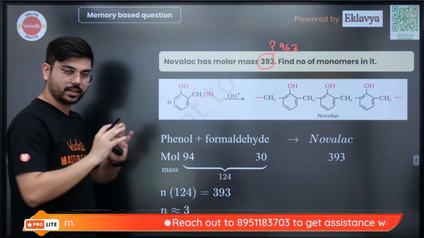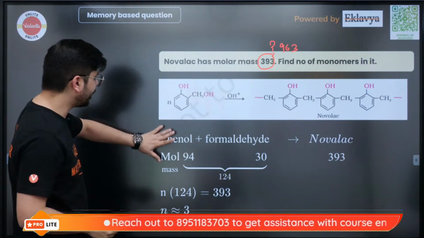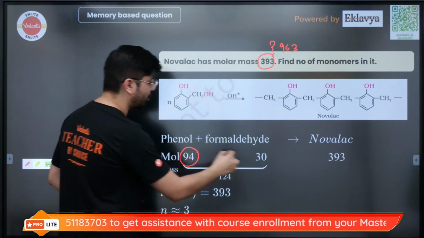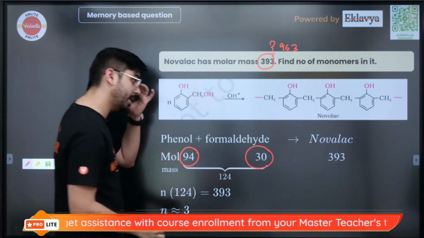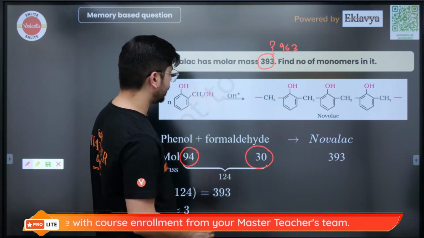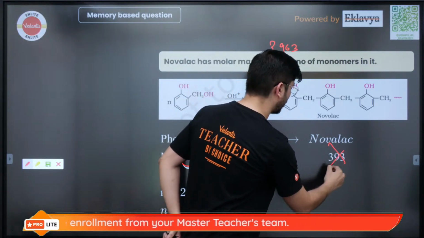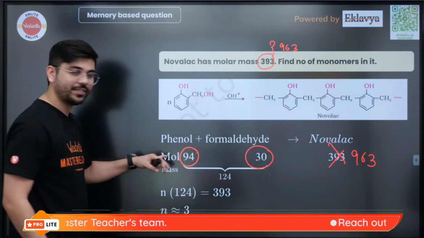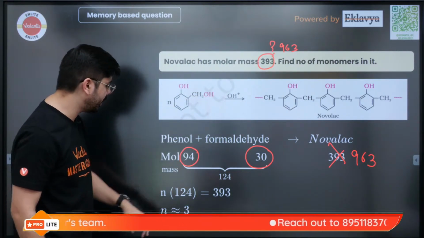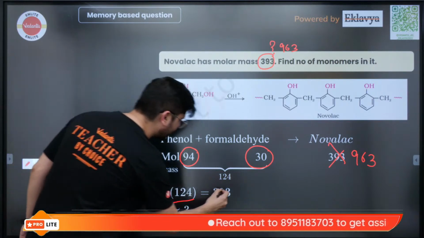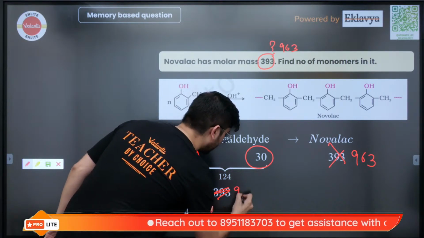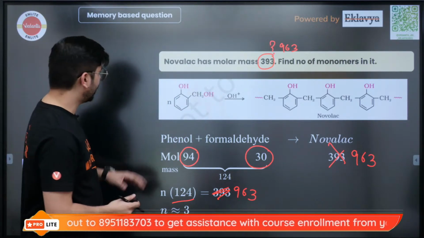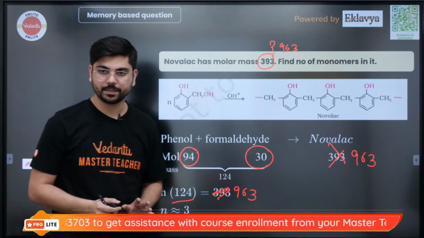Okay. So the logic being the same, if we had phenol and, let's say, formaldehyde, phenol has a molar mass of 94, formaldehyde has a molar mass of 30, and the molar mass given to us was, let's say, 963. When we add the molar masses of phenol and formaldehyde, it comes out to be 124. You can just equate it to 963 and you would have found out the number of monomer units in it.